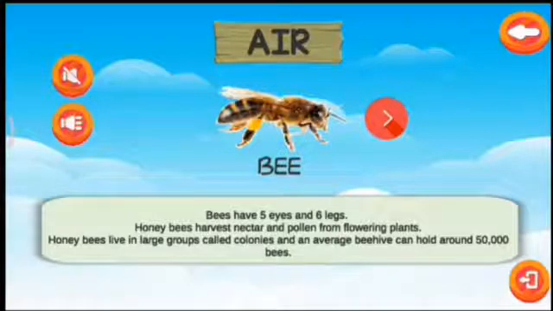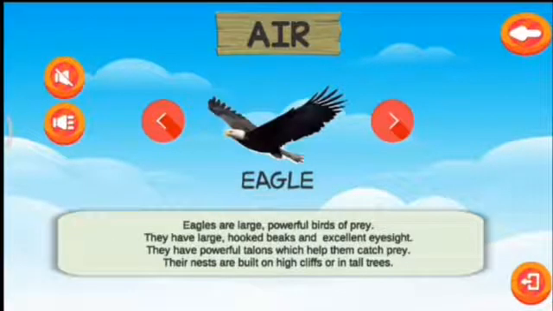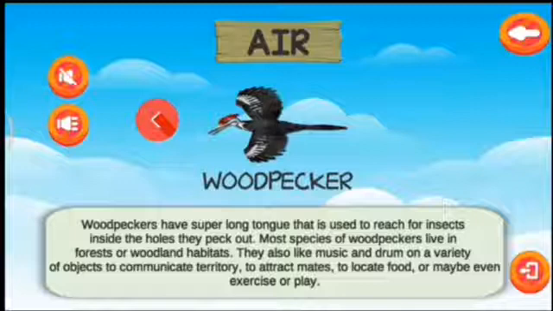On the left side of the screen is the button for the animal's description. Click on the mute button to pause the sound of the animal's description. The next button is for viewing the next animal, while the previous button is to view the previous animal.